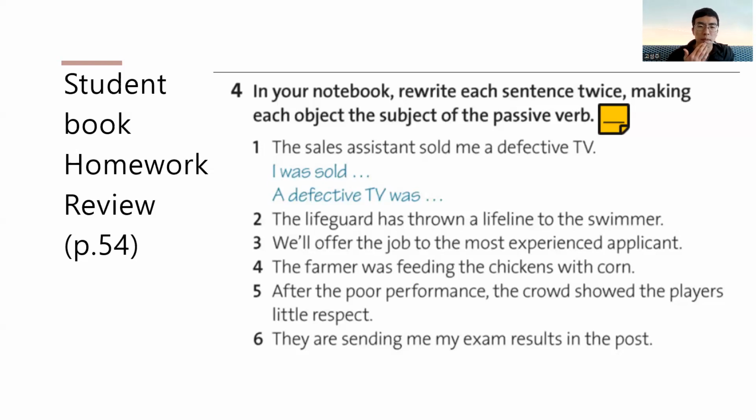Okay, number five. After the poor performance, the crowd showed the players little respect. Okay, players is the indirect object and respect is the direct object. So the players were shown little respect after the performance. Again, the players were shown, shown, right? The players were shown little respect by the crowd after the performance.